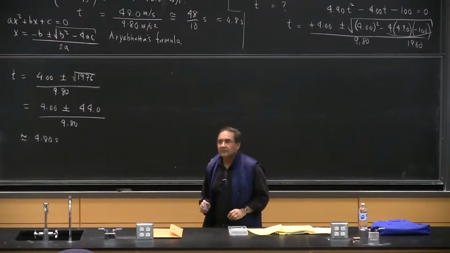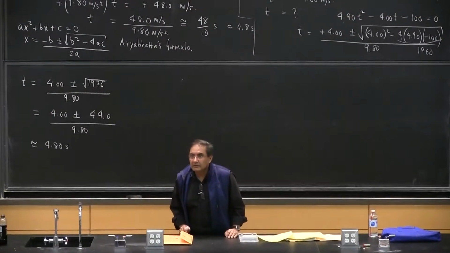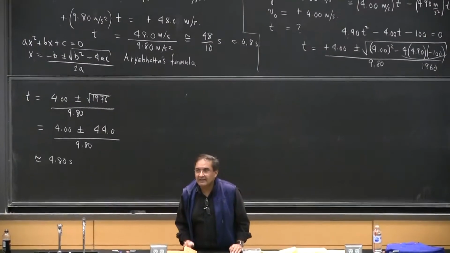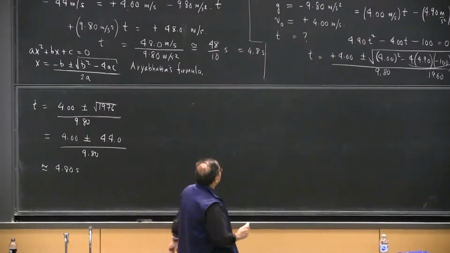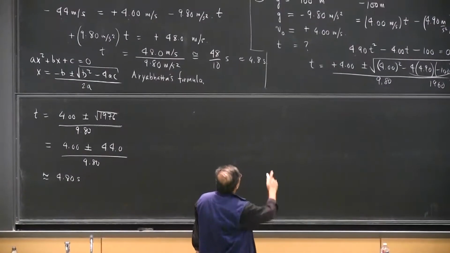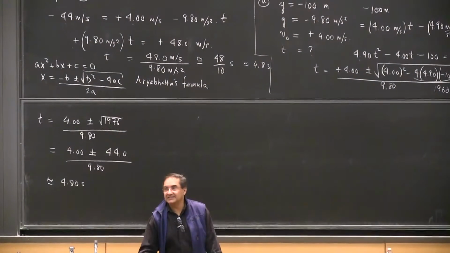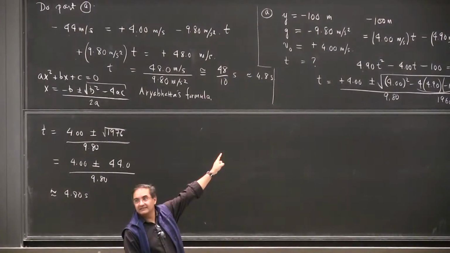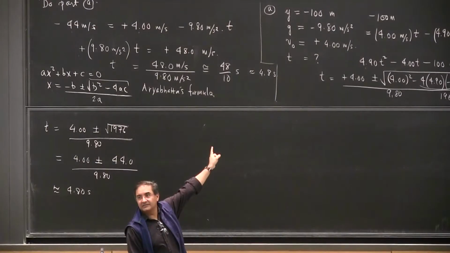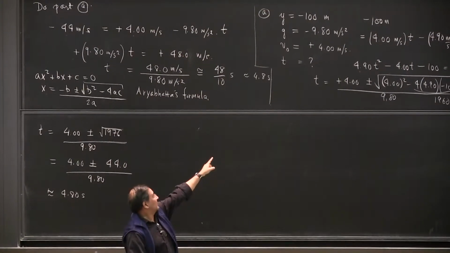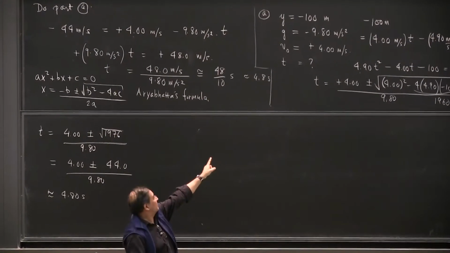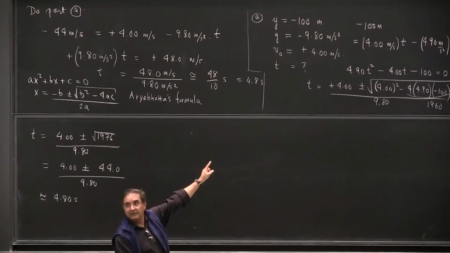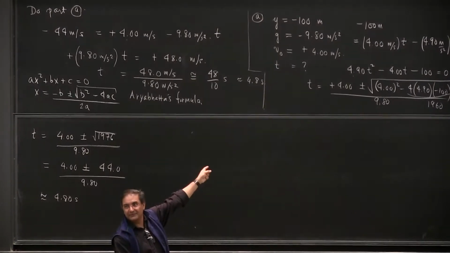Yes? When you first put the formula into the quadratic equation, you put in negative 100. Didn't the negative 100 start on the other side of the equal sign, and therefore when you brought it over, it became positive? No, negative 100 remained on the other side, right? Negative 100 was on the left side. I took everything to the left side, so my right side became 0. So all the left terms changed sign. Plus 4 became minus 4.9, minus 4.9 became plus 4.9, plus 4.00 became minus 4.00, and minus 1.